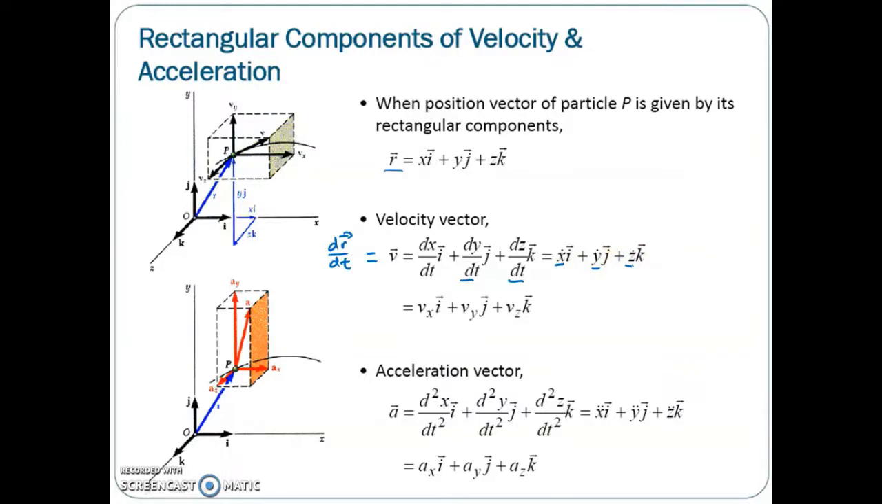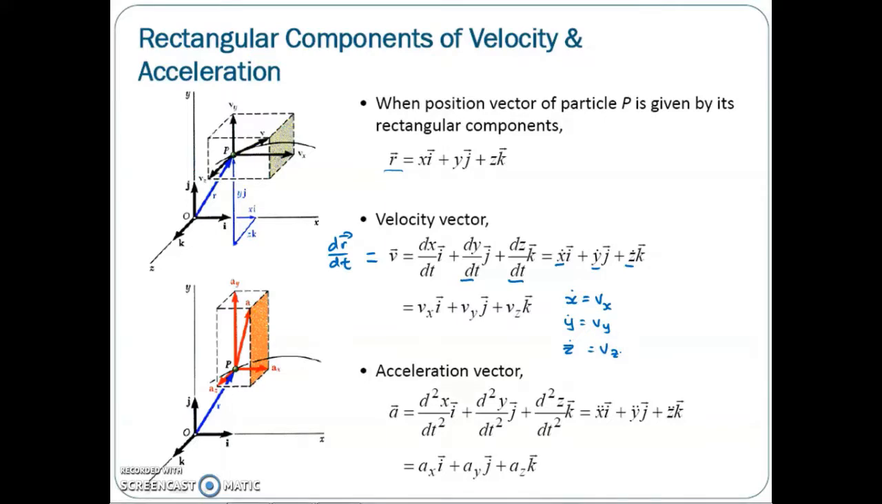So this x dot is the first derivative of the position in x with respect to t. Then we are actually having the velocity in the x direction. Similarly, with y dot, we have velocity in the y direction, and z dot is velocity in the z direction.